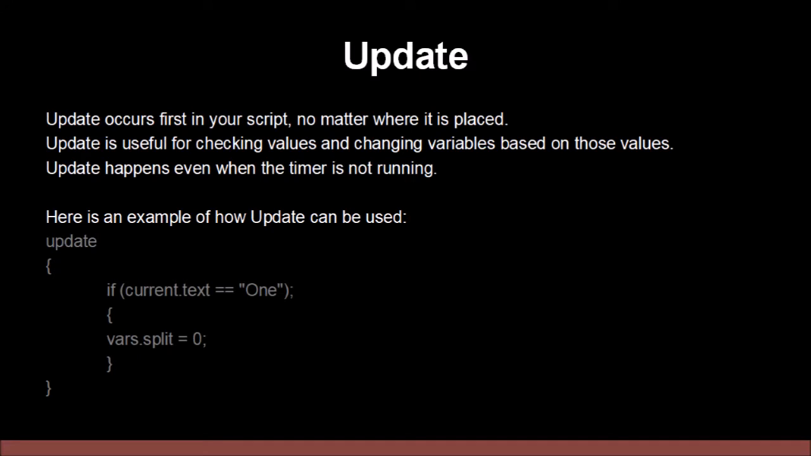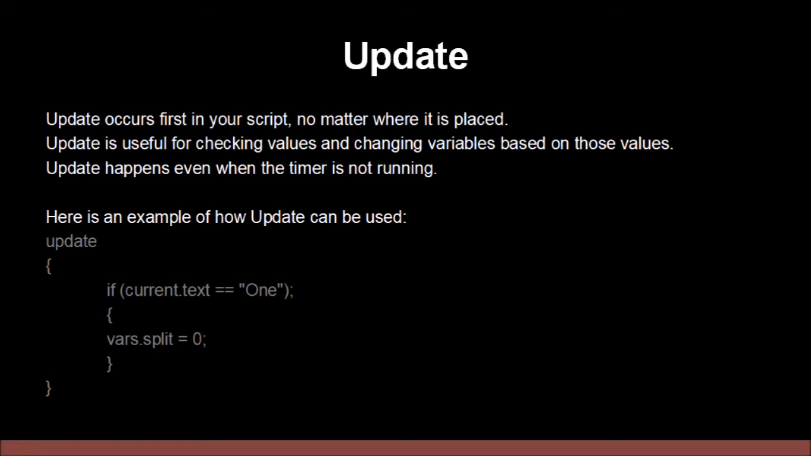The next thing we'll cover is update. Update always happens first in your script, and it happens a certain amount of times per second. I think by default it happens 30 times per second or 60 times per second. Update also happens whenever the timer is not running. At the bottom of the screen, just like everything else, you can see what update looks like inside of your script.